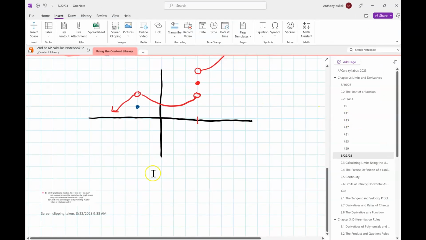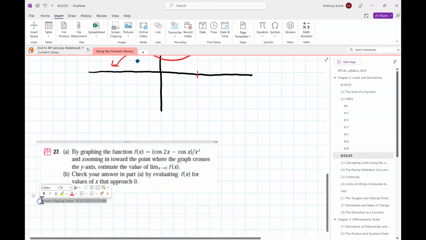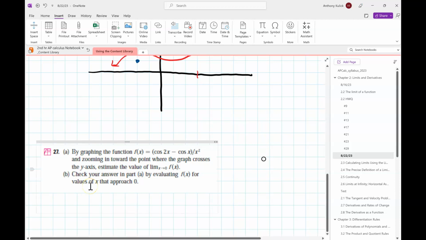And again, you guys are good with me talking through the rationale for some of these that are a little more conceptual? There's not a lot to write down other than what your answer looks like. It says, by graphing the function and zooming in toward the point where the graph crosses the y-axis, estimate the value of the limit as x approaches 0 of f of x.